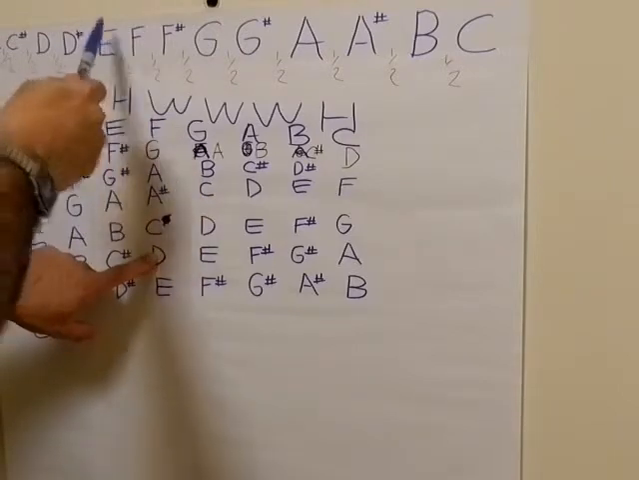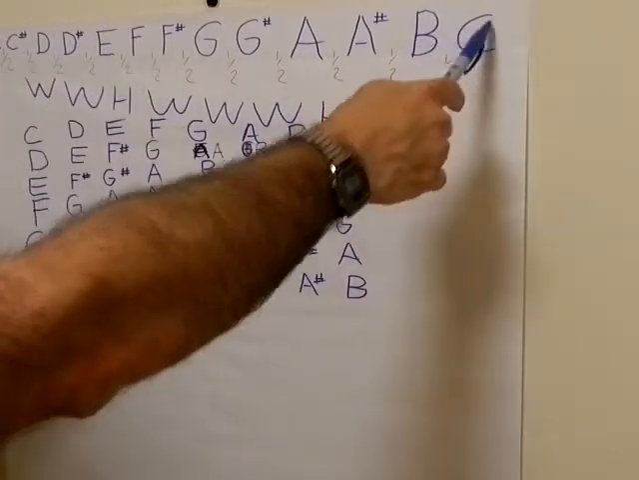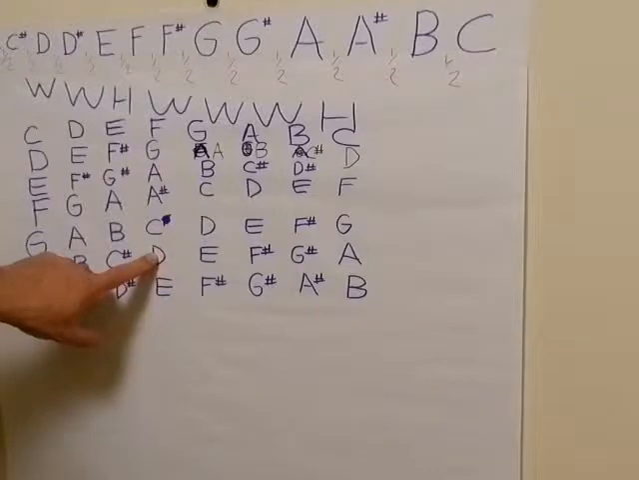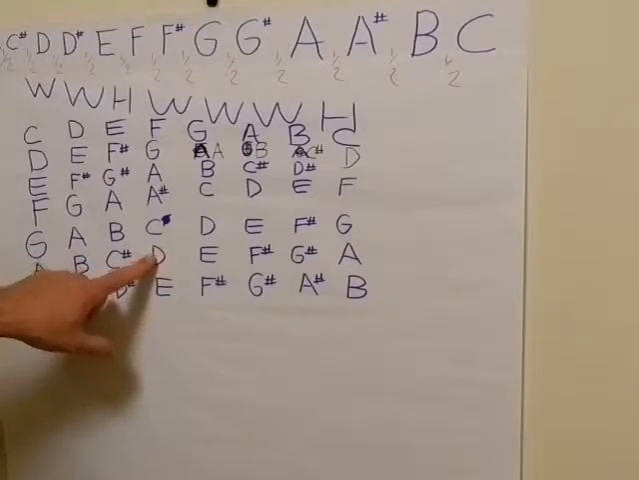There is no E sharp or F flat. There is no B sharp or C flat. That's where it gets kind of confusing. That's where it got confusing for me.